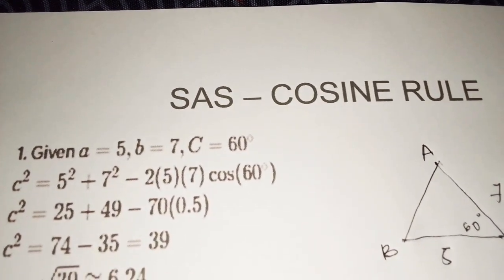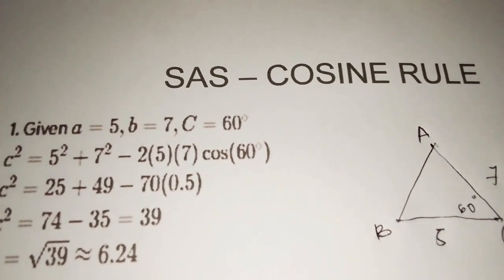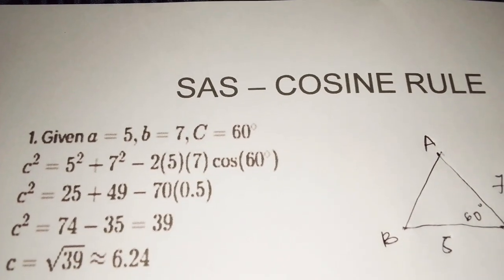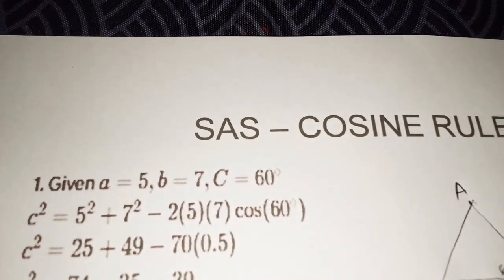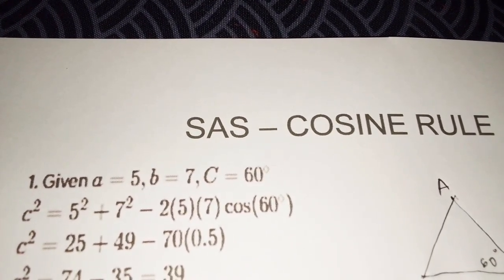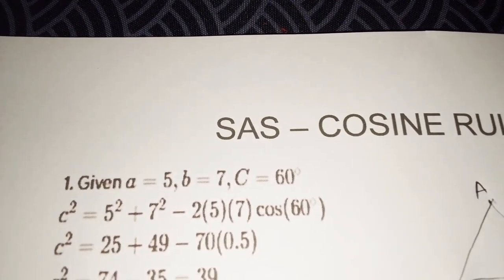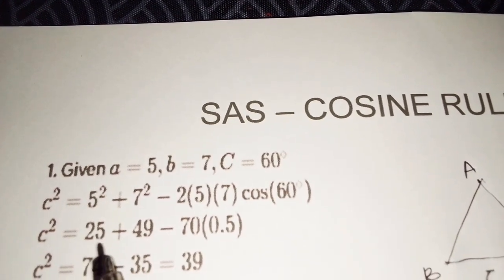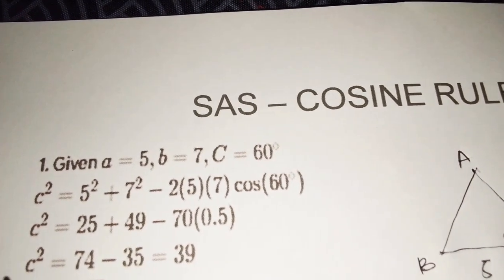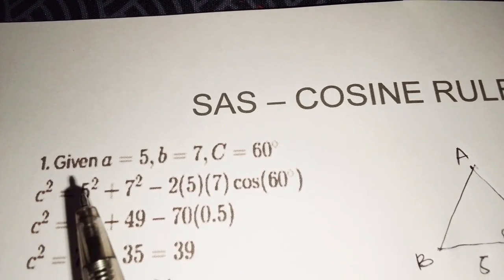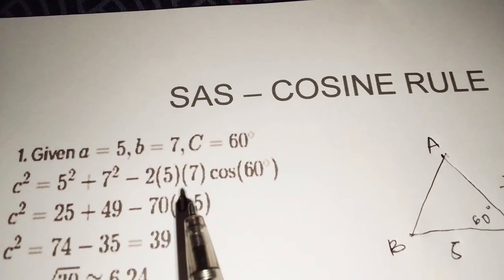We are required to find the side C. So now we apply the formula, of course. The side angle side cosine rule has this formula: C squared is equal to A squared plus B squared minus 2 times AB cosine 60 degrees. So C squared is equal to 5 squared plus 7 squared minus 2 times 5 times 7 cosine 60 degrees.